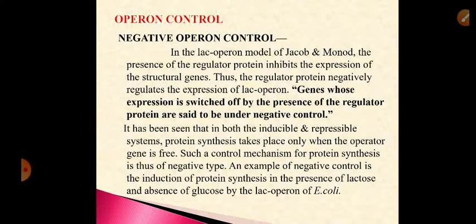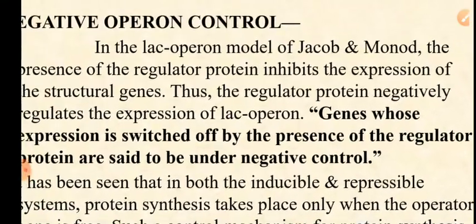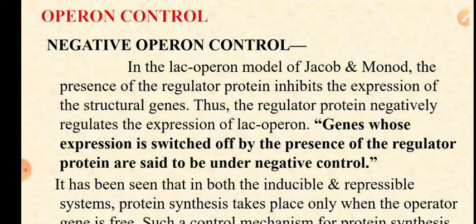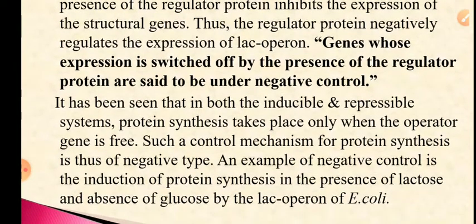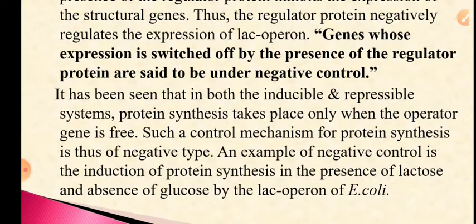In the lac operon model that was proposed by Jacob and Monod, the presence of regulator protein inhibits the expression of structural genes. Thus, the regulator protein negatively regulates the expression of the lac operon. Okay, so genes whose expression is switched off due to the presence of regulator protein are said to be under negative control.